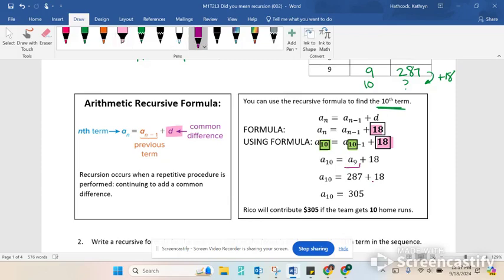So A9, how do I figure out what A9 is? You know what A9 is. It's this 287. So 287 stays here. I add my two numbers, and you end up with 305. So Rico's going to give $305 if they get 10 home runs.